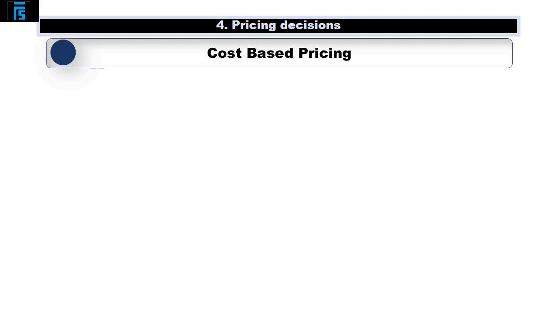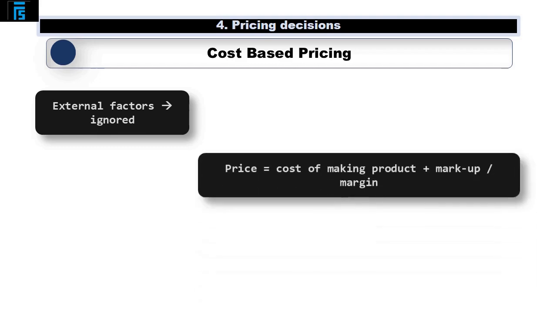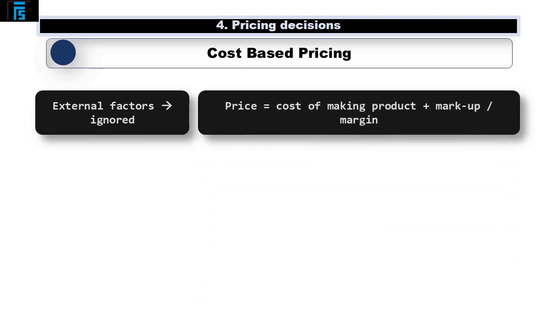Now that we have looked at demand-based pricing, we are going to move on and consider cost-based pricing. Basing our selling prices only on our costs means that all external factors that we have covered for demand-based pricing are completely ignored, and the price is purely set by taking the cost of making the product and adding on a markup or margin to arrive at a selling price.